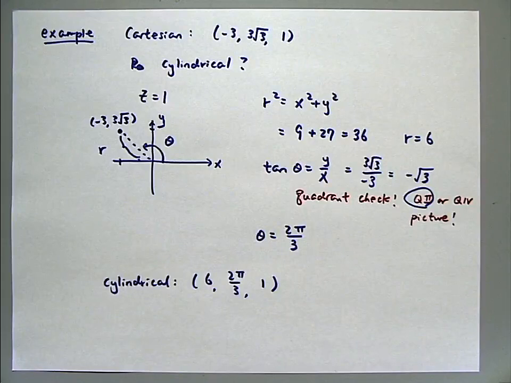Okay, once again, you leave the z alone, and then you do a polar conversion in x and y. Stuff you already know how to do. Questions? All right.